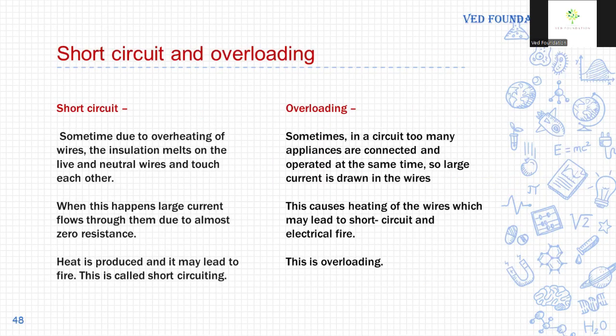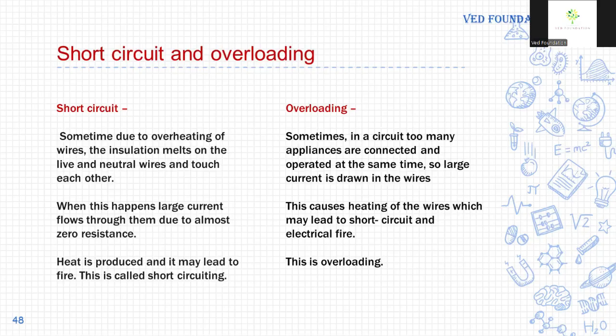Short circuit and overloading. Short circuit. Sometimes due to overheating of wires, the insulation melts on the live and neutral wire and they touch each other. When this happens, a large amount of current flows through them. Due to almost zero resistance, heat is produced and it may lead to fire, and this is called short circuit. Overloading. Sometimes in a circuit, too many appliances are connected and operated at the same time, so a large current is drawn in the wires.